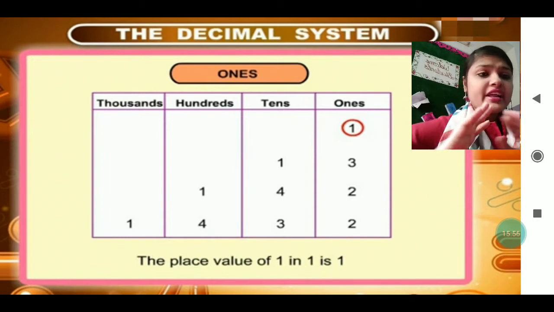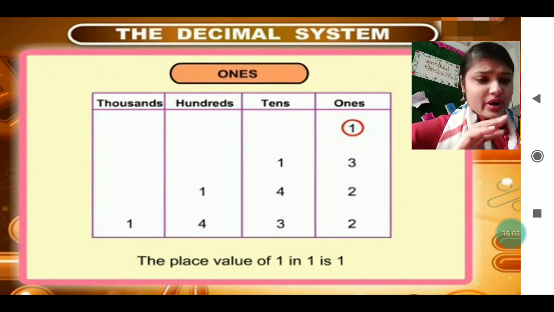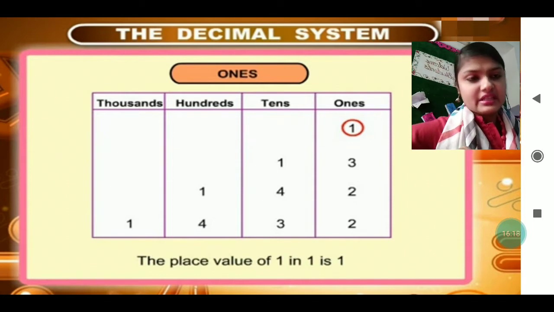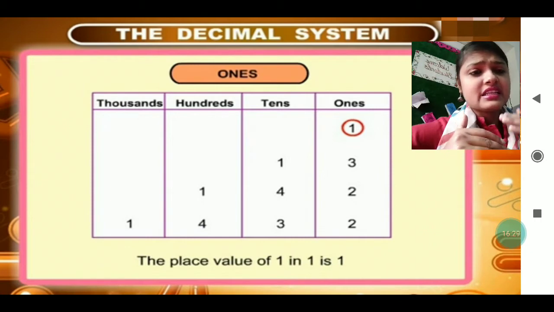Ones place, I have written the place values: ones, tens, hundreds and thousands. I have written the numbers: 1 in the ones column, then 1 and 3 in the ones and tens columns, then 1, 4 and 2 in the ones, tens and hundreds columns, then 1, 4, 3 and 2 in the ones, tens, hundreds and thousands columns. Every time I have increased one digit. First I have written a one digit number, then two digits, then three digits, then four digits. Like this I have just increased the number of digits.